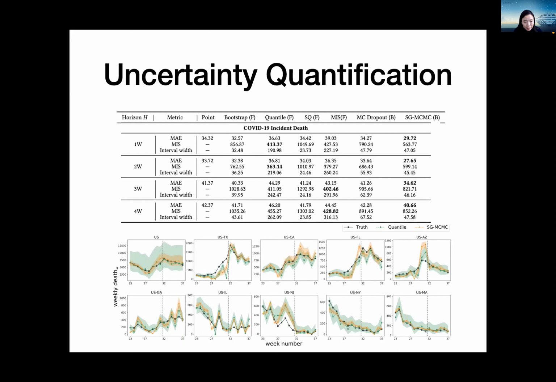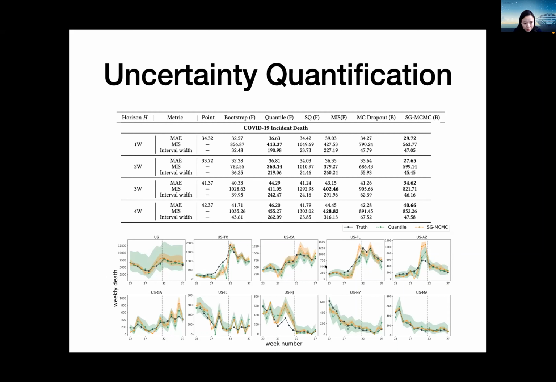So this shows the weekly death over the US and different states. The black solid line is the ground truth, and the green shade represents the quantile regression, which is an instance of Frequentist UQ method. And then the orange line is the SGMCMC, which is an instance of Bayesian UQ method. So after this dashed line represents the forecast. In general, the confidence interval generated by Bayesian method is much narrower than frequentist methods, quantile. So that explains why quantile regression achieves better MIS scores or better coverage.